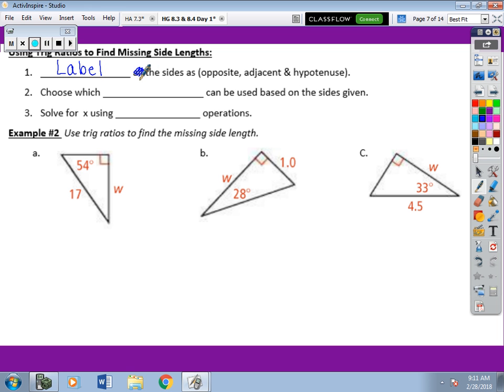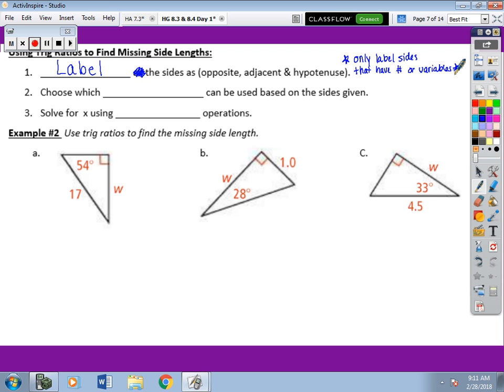So the first thing that I want you to do is get rid of the word all. I want you to label the sides as opposite, adjacent, and hypotenuse, okay? And then I'm just going to put a little asterisk. Only label the sides that have numbers or variables. It will make it easier for you. So do not label the side that has nothing on it, because it's not going to help you.